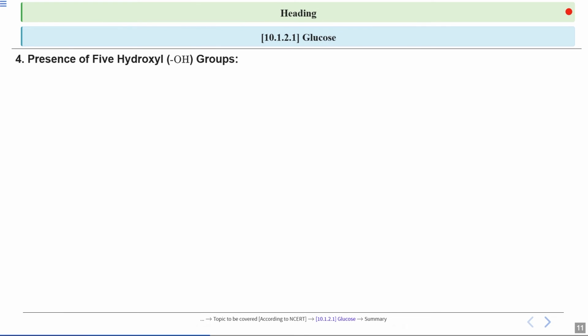Now we will see the presence of 5 hydroxyl groups, which are OH groups. What happens when glucose reacts with acetic anhydride? This process is called acetylation. When glucose is acetylated, it forms a compound called glucose pentaacetate. This reaction shows us that all the 5 hydroxyl groups in glucose are available to react. This is very important. It forms glucose pentaacetate.